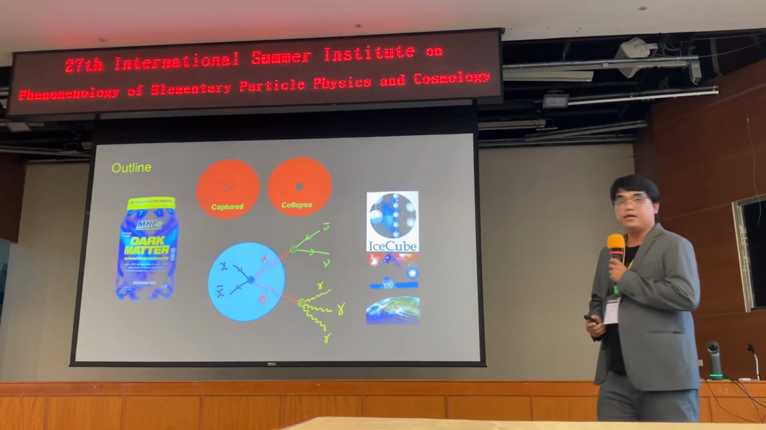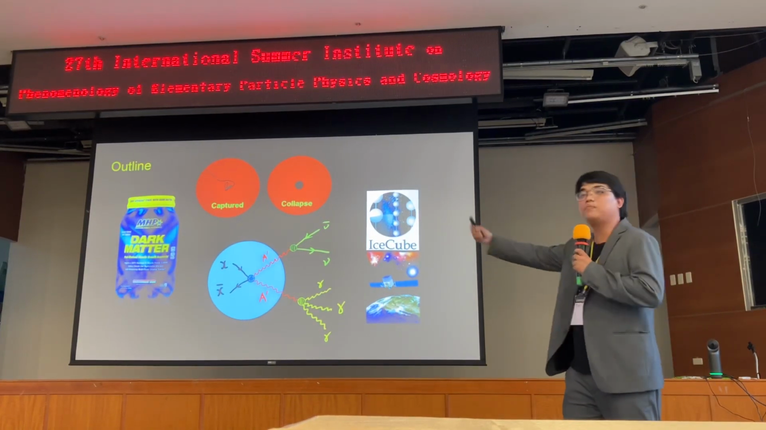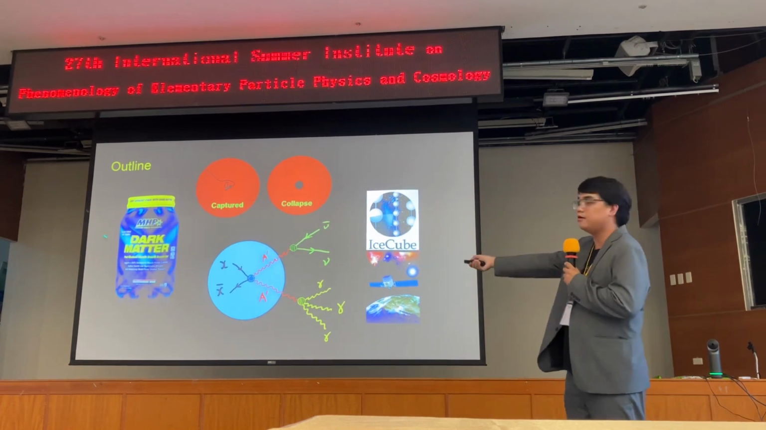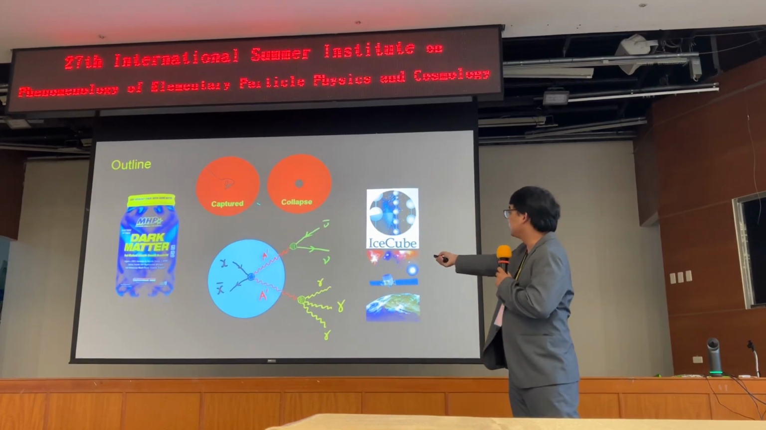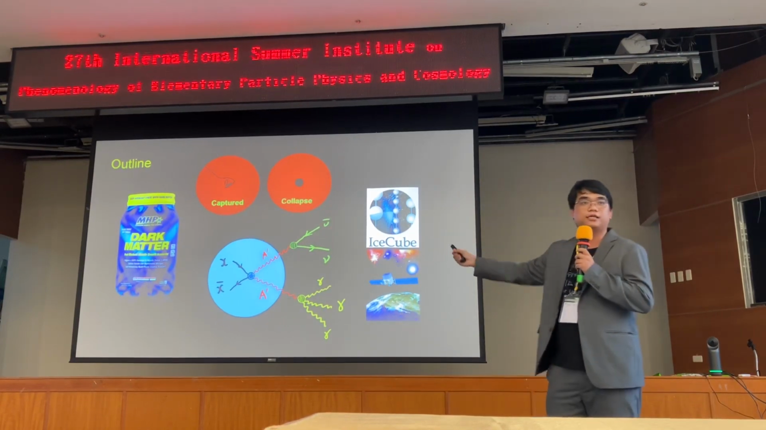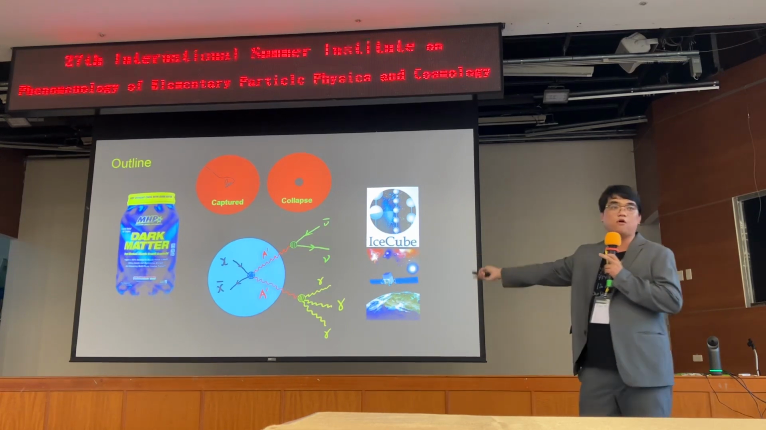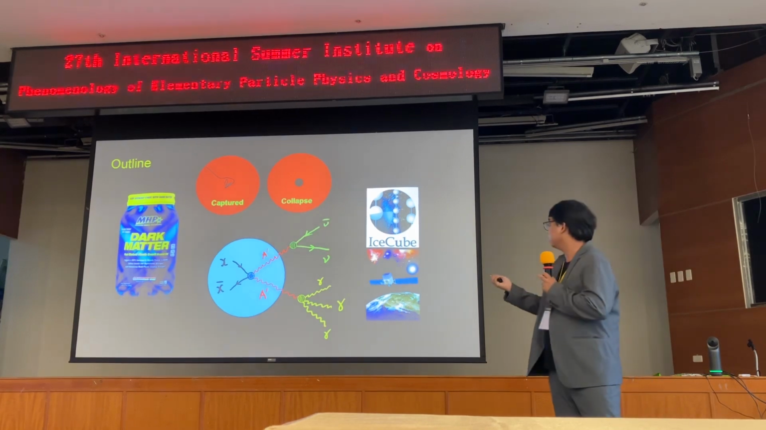So the outline of this talk is, first, we talk about how a compact object like a star in our Milky Way galaxy can capture dark matter, or you can buy it on Amazon. The second is, after the dark matter is captured, it can either collapse or it can annihilate or produce some signal, and we can detect it in neutrino and gamma ray experiments.